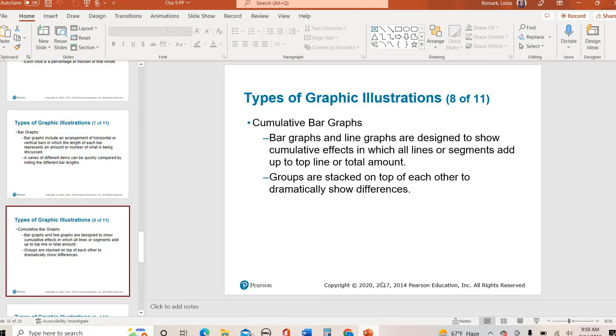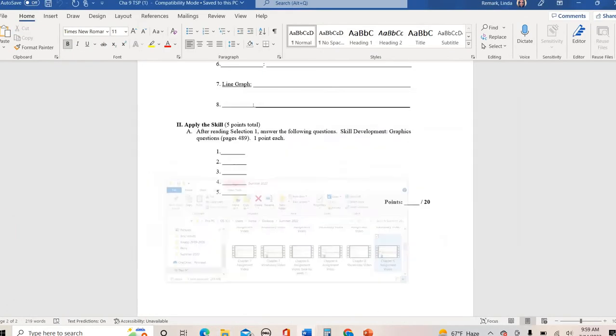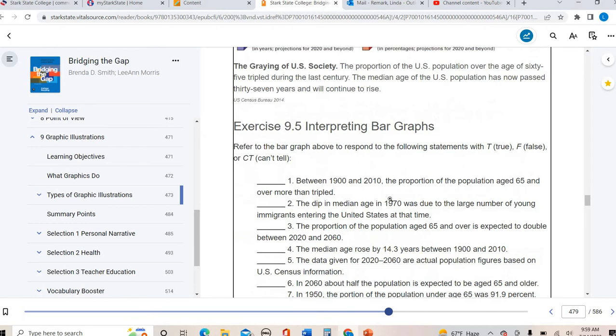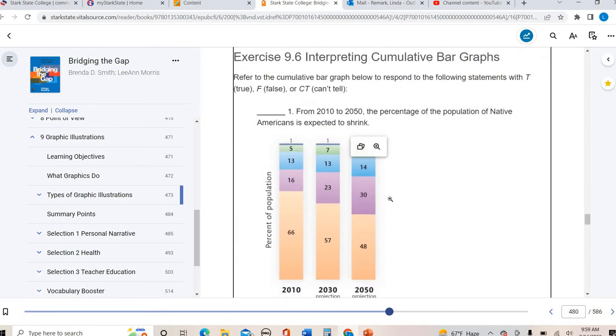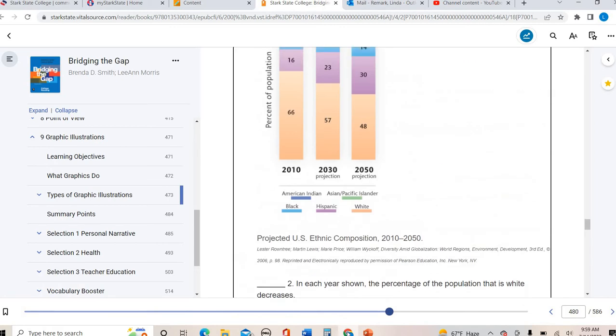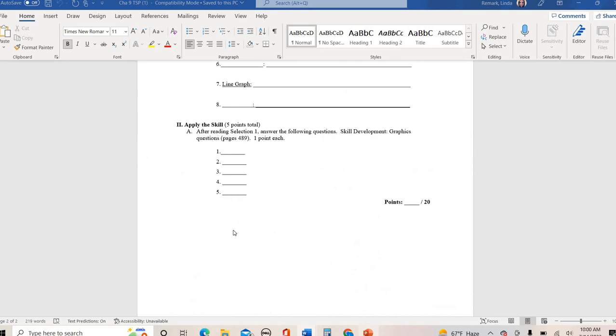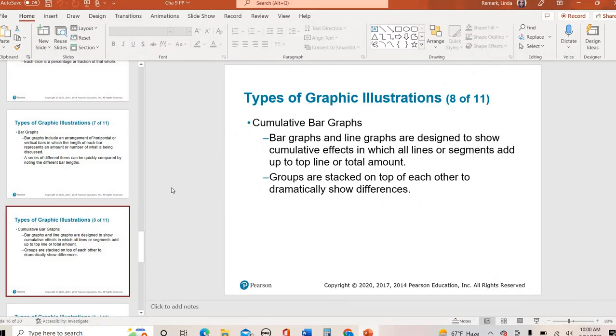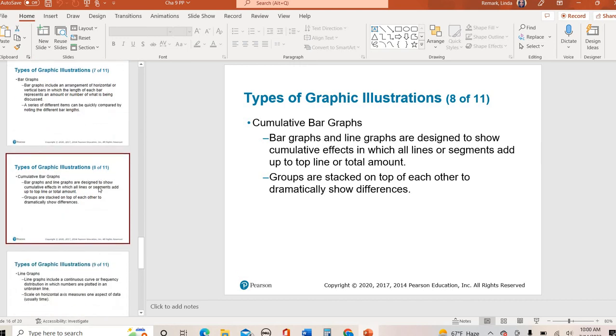The cumulative bar graphs sometimes are not as familiar. But here's an example of a cumulative bar graph right here. Again, don't forget, you can always be quizzing yourself underneath there. So I keep doing that. A cumulative bar graph is showing cumulative effects, which add on top of one another to really show differences. So it's like a stacked bar graph. Sometimes people might refer to it as that.